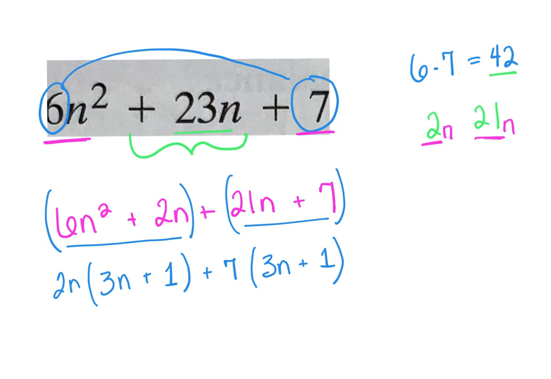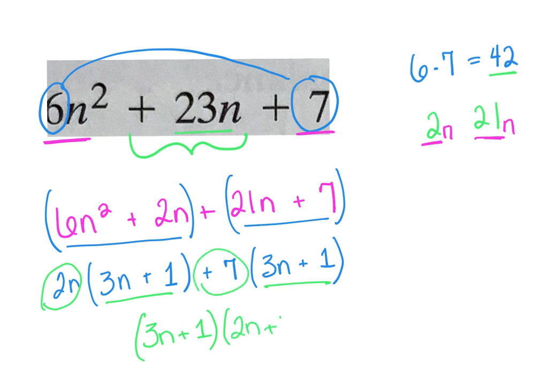And then when you finish out the grouping, you take your group that is in common. That's 3n plus 1. And what's left over is your second group, 2n plus 7. Now, if I compare this to what I just did prior, then you'll see we have the same exact factoring.